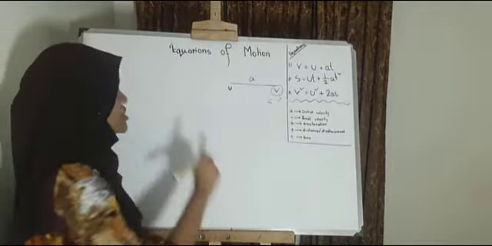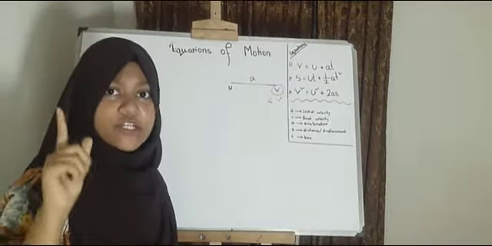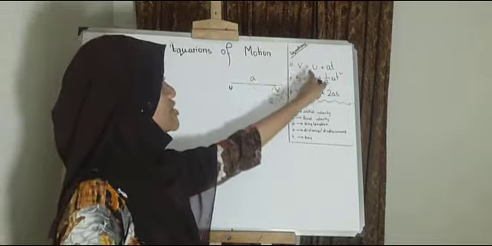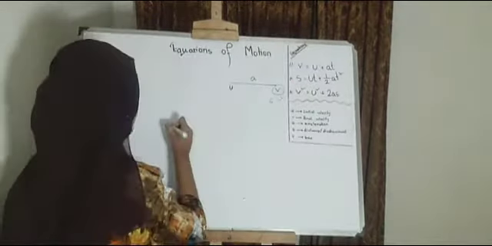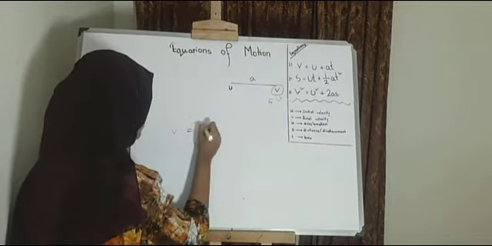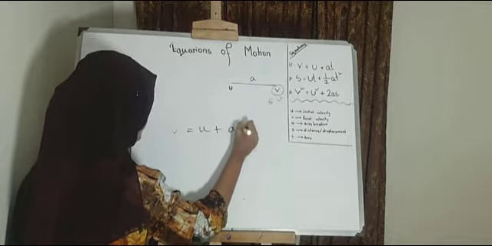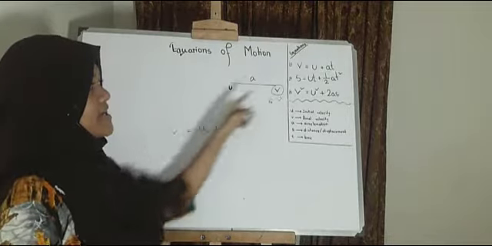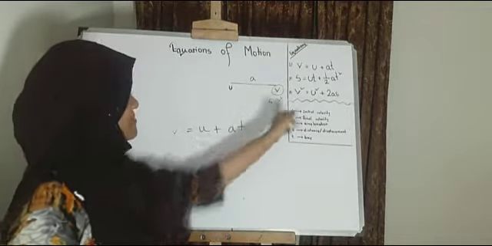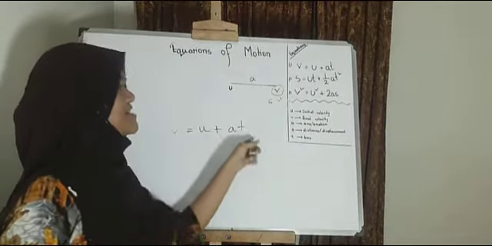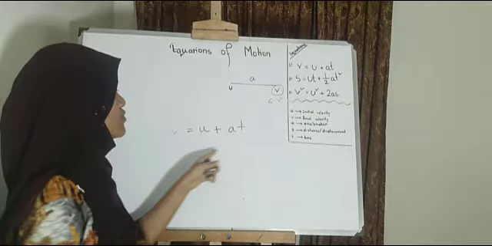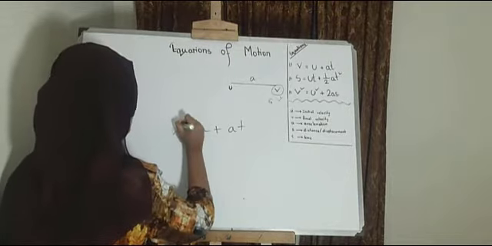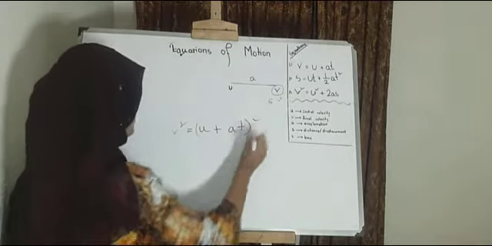First of all, we remember the first equation, don't we? Look at this. v equals u plus at. So we'll write this: v equals u plus at, right? But is there v? Is there u? Is there time? No. So what do we need to do? First of all, we'll square both sides.